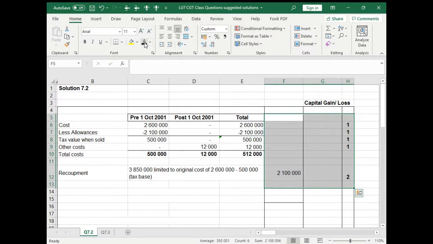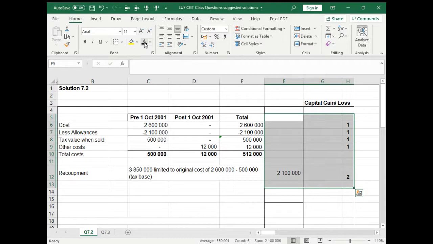Okay, now to work out the capital gains, we start with the proceeds. We want to know what's the base cost. And then we've got our capital gain or loss. Now in this case, we know it's a gain. So our proceeds, they told us, is 3.85 million. Okay, so this is what the proceeds would have initially been.